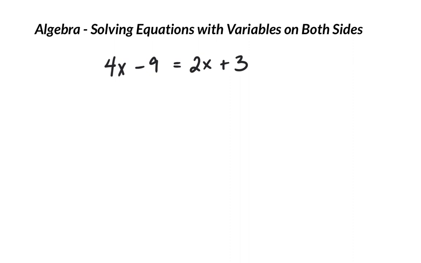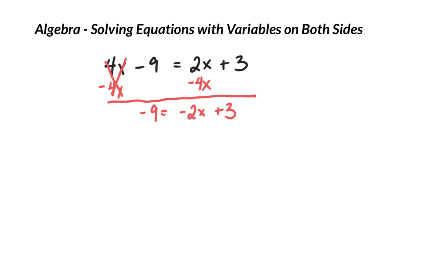Now, again, I always am consistent. I move the x's to the left, and I move the non-x's to the right side of the equal sign, but it's important to realize it absolutely does not matter. And let me just show you what I mean. If I go back here to the beginning, and instead of moving that 2x, I say I want to subtract 4x so that I don't have any x's to the left of the equal. I'm left with negative 9 equals negative 2x plus 3.